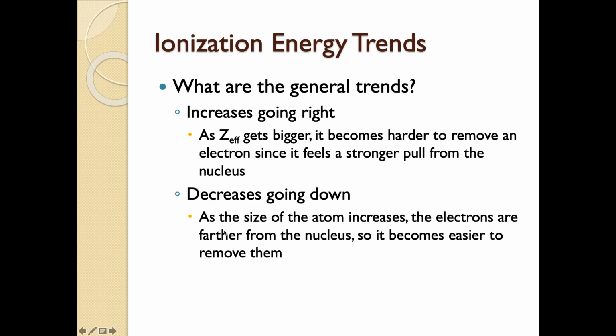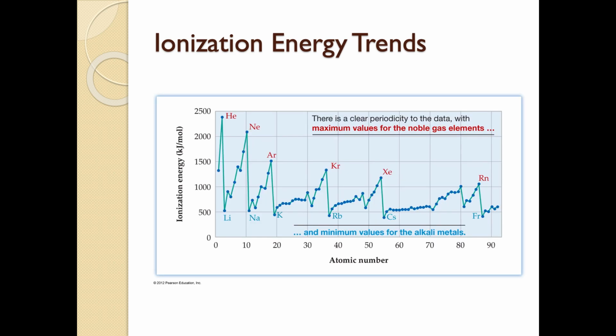And then from a size perspective, we saw effective nuclear charge increases going up, or we can say it decreases going down. It's kind of the same idea. As your atoms get bigger, your outermost electrons are farther from the nucleus, which means they're not held as tightly. It's easier to pull them off. That's the general trend you see. So ionization energy generally increases up and to the right, which is the normal way I like to think about it. And this is a quick visual image.